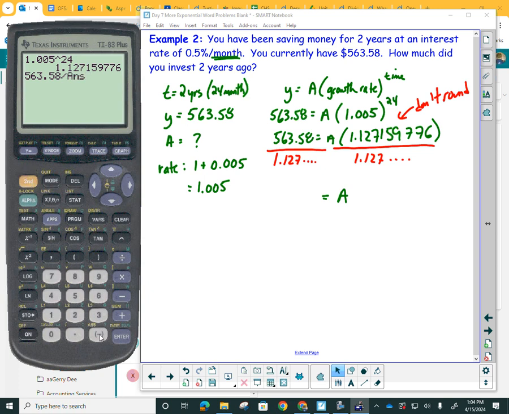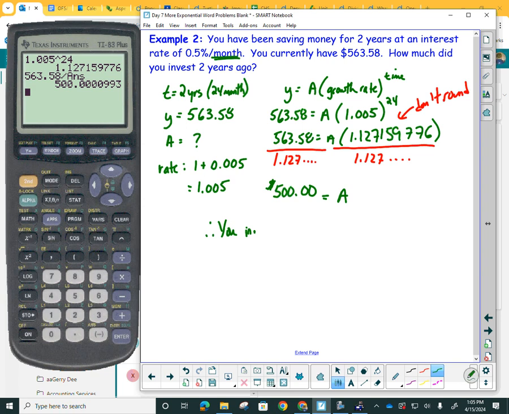If you don't have an answer button, you might have a memory feature. You can store that number in your memory, because your calculator actually displays a lot more than the decimals that are there. So if we were able to keep as many as we can, then we get an answer of, oh, not surprisingly, it worked out to 500. And again, we'll round this to one decimal place, so it's almost exactly 500. So therefore, you invested $500 2 years ago.